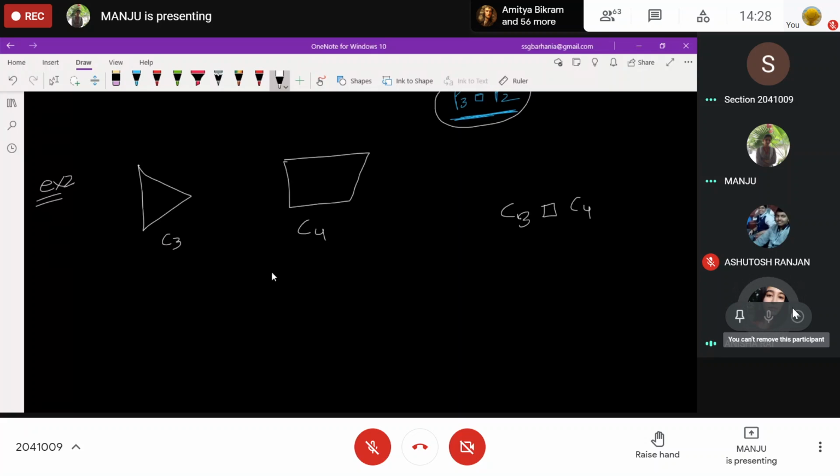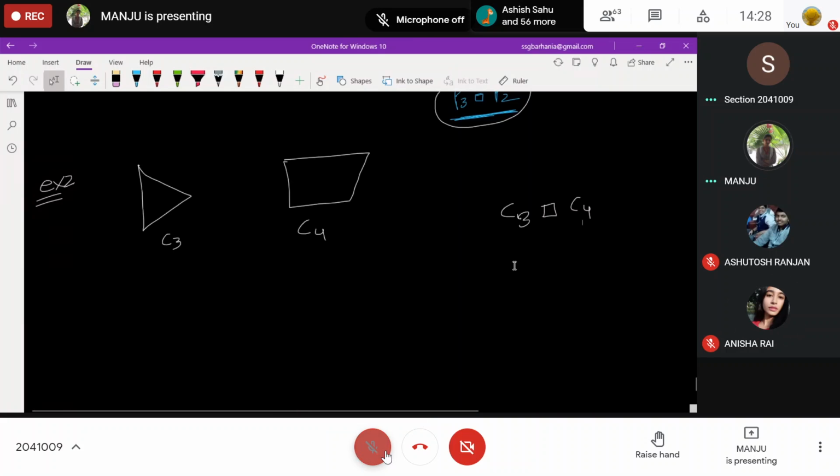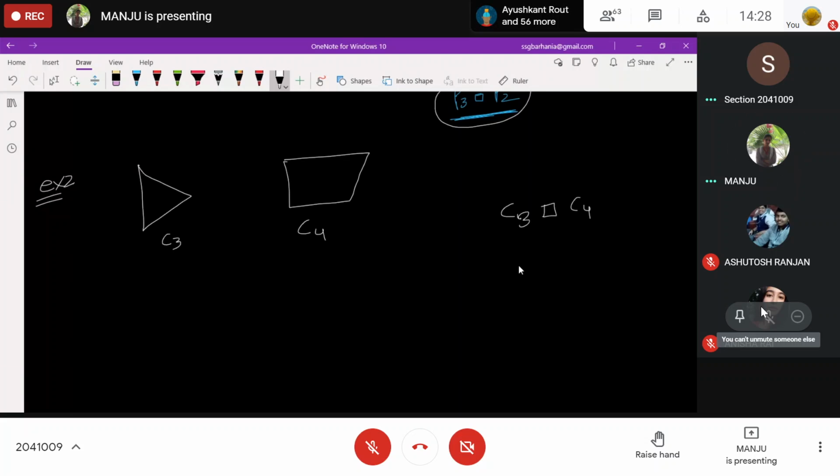Sir, you're not audible. You have to just draw the Cartesian product of these two graphs. So 6 squares. 6? No.